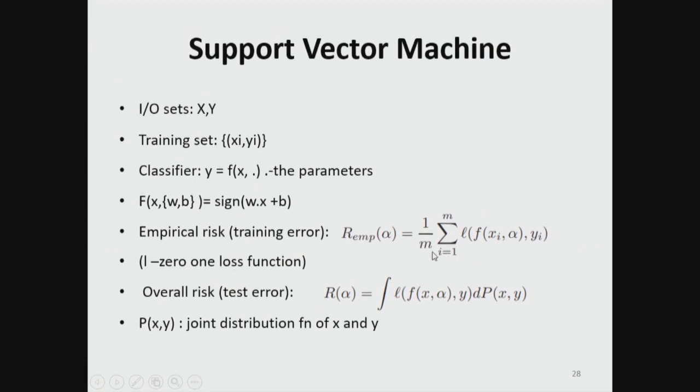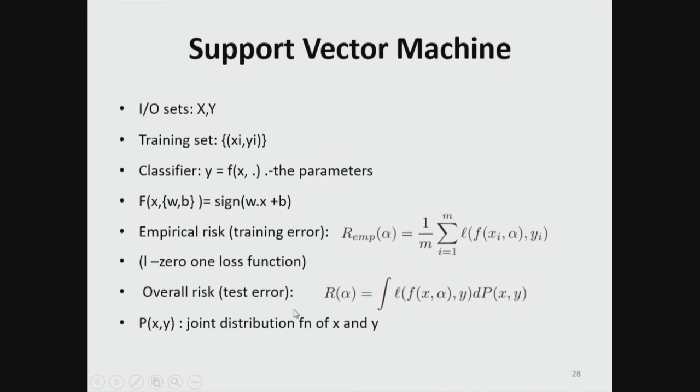M is nothing but the total number of elements in the training set. Then the training error: suppose we train the model and come to a model which minimizes the empirical error or training error, then we put that into the actual test case. Then the training error may not be the same as the testing error.